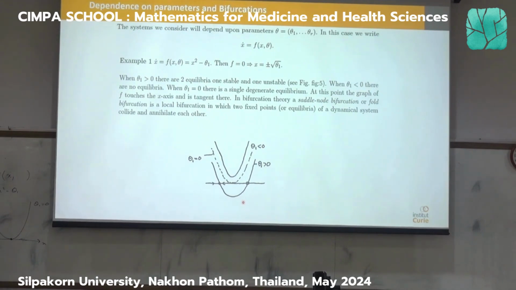And on the opposite, when theta 1 is negative, then you actually go here, and you don't have any equilibrium anymore. Okay, so that's typically a bifurcation, because just by changing the parameter theta, you will get different types of equilibria with different stabilities.